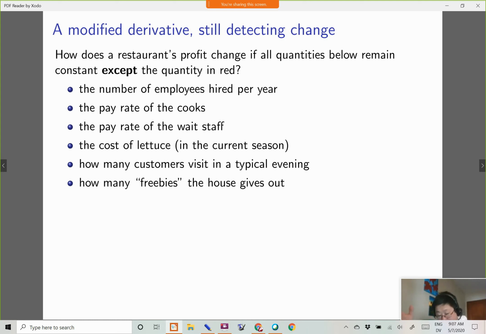So a fixed number, like number of employees hired per year, keep it being 2. The pay rate of the cooks is still the same as before, no raises for the moment. Cost of lettuce, let's just say, isn't changed. I mean, that's not all realistic, but one quantity is going to change. Which one? The one that's in red. So wait, nothing's in red.